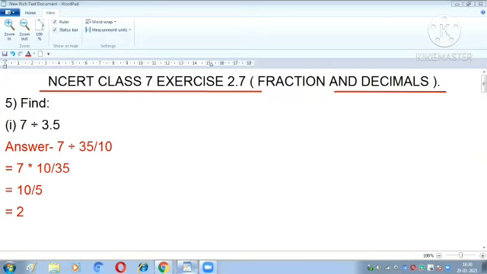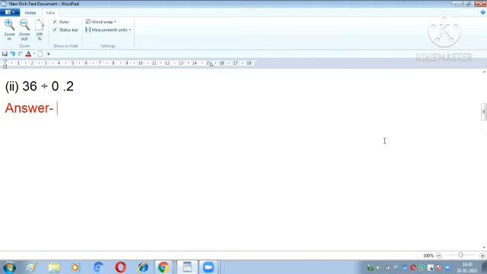Okay. So let me mark the answer. Yeah. 2 is the real answer. So let's proceed to second bit. So friends, second bit is 36 divided by 0.2.